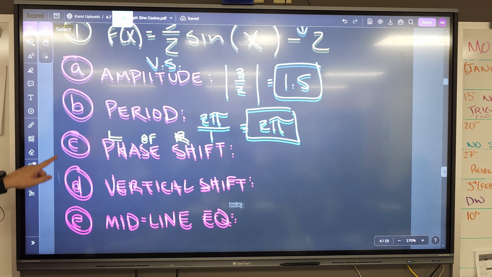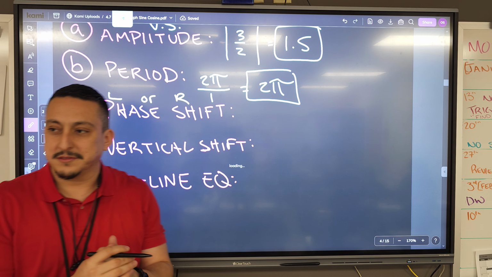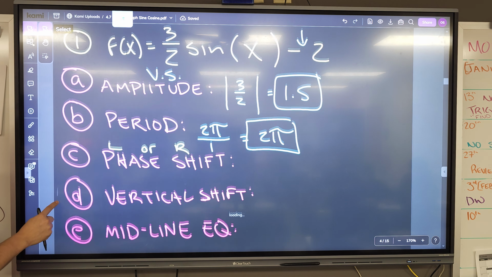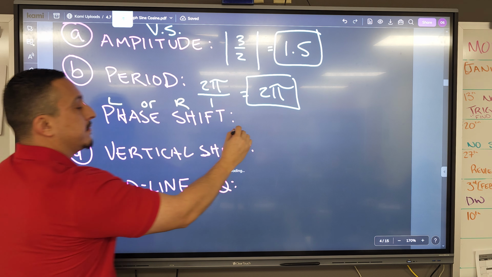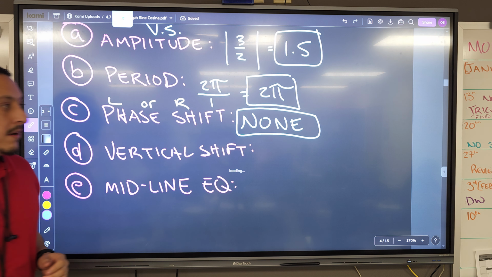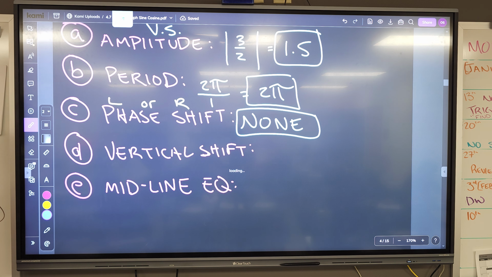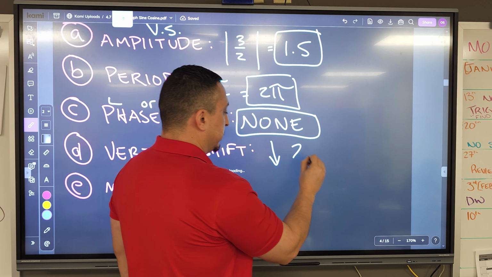Okay, phase shift, did we move left or right? Let's look at it again. No, right? We didn't move left or right. So none. There is no phase shift. Did we move up or down? Yes. Down how many? -2.